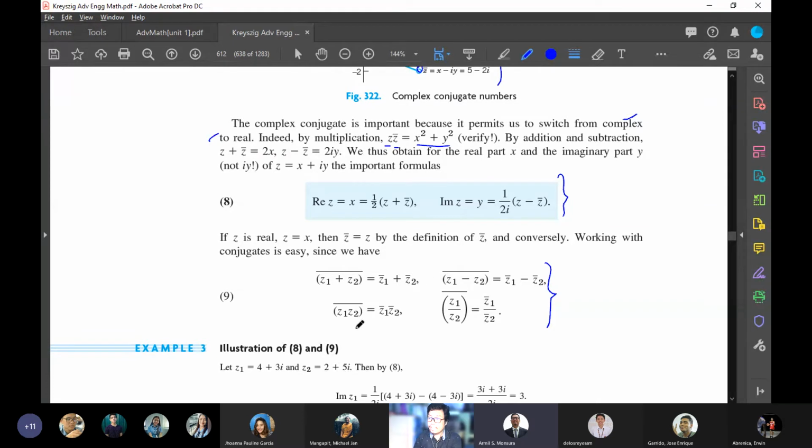Okay? And then the conjugate of the product of the numbers is equal to the product of their conjugates. And same thing with the quotient. Okay, so we will use particular examples to verify these properties of conjugate numbers. Siguro sa assignment ito. In your assignment, I would be giving you a chance to prove these things, using algebraic proof and then particular examples. Okay?